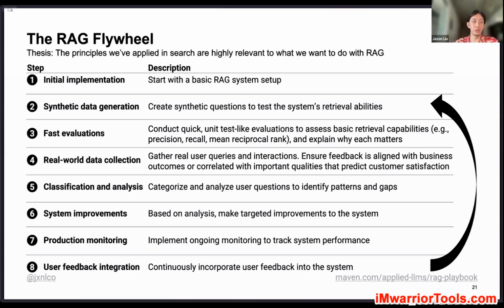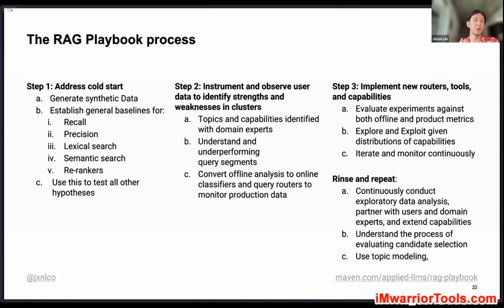And the idea is that we just do this over and over again, right? Through production monitoring, we can understand what systems are failing, and we can make proposals to improve these systems. And they're often going to be more of a process and metadata extraction workflow rather than just, by default, making the AI better. By doing that, we can address the cold start problem by synthetically generating datasets and testing against different benchmarks. We can observe and instrument different strengths and weaknesses in the clusters of question types that we detect, and ultimately build new routers, tools, and capabilities. And again, it's just going to be rinse and repeat.